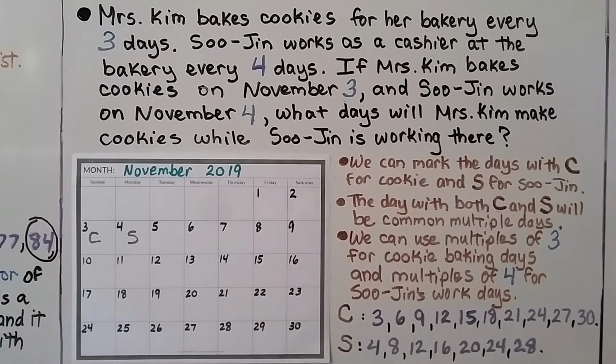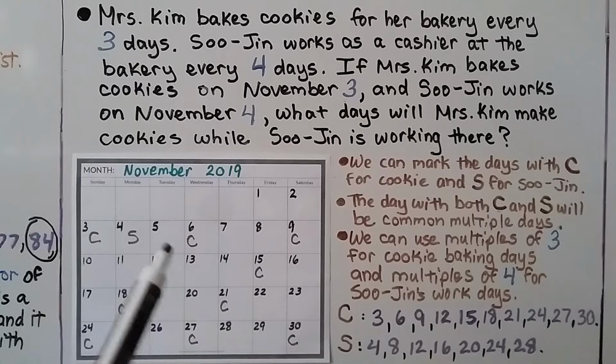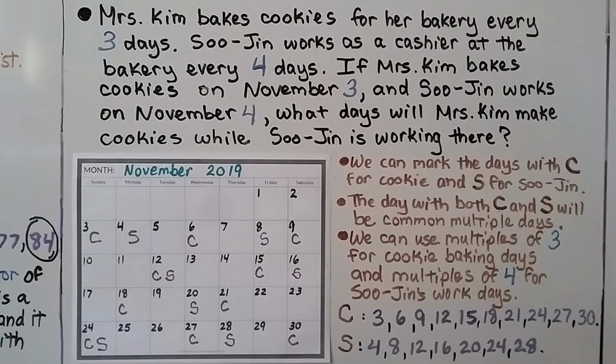So let's mark the days that Mrs. Kim baked cookies with our multiples of 3. So we've marked a letter C for cookies on all the multiple of 3 days that Mrs. Kim bakes cookies, okay? Now let's mark all the days that are multiples of 4 for when Sue Jin works. We'll mark it with an S. And we look for days that have a C and an S, like November 12th and November 24th. So what days will Mrs. Kim make cookies while Sue Jin is working there? On the 12th and on the 24th.